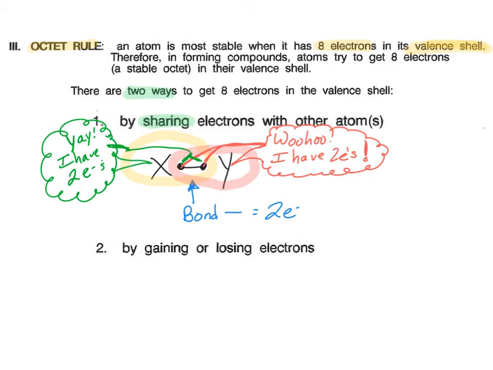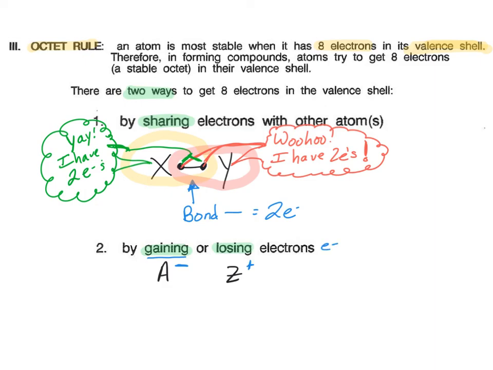So as long as they think that they have the 2 electrons, it counts as 2 for each of those atoms that are bonded. So every time we make a bond, they're going to count for 2 electrons. The second way to get to 8 electrons is to gain or lose electrons. If we gain an electron, we get a negative charge. If we lose an electron, remember electrons are negatively charged, if we lose an electron, we get a positive charge.